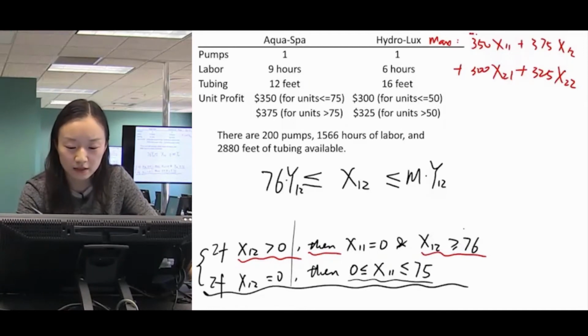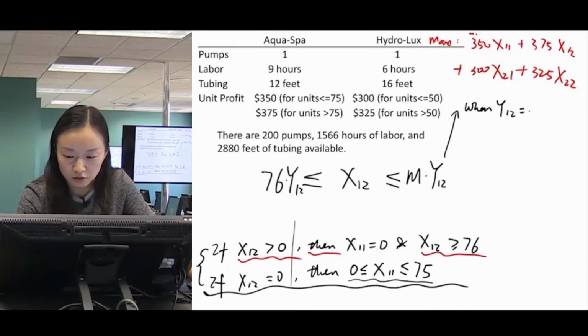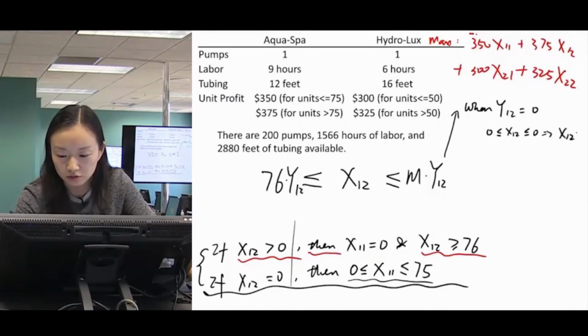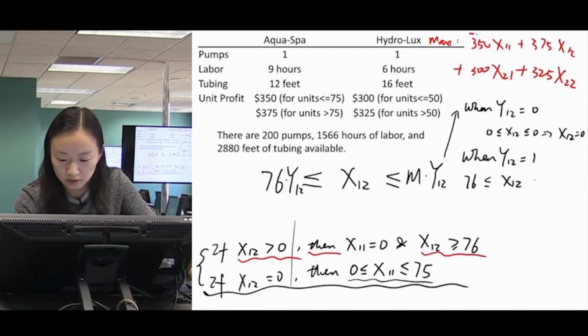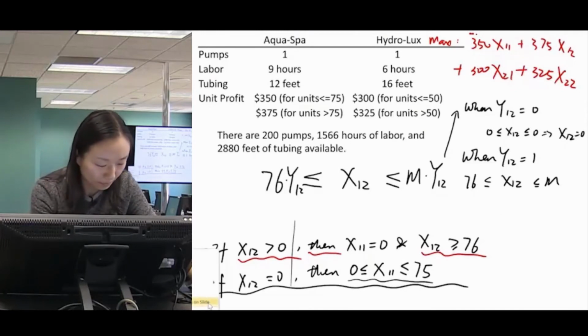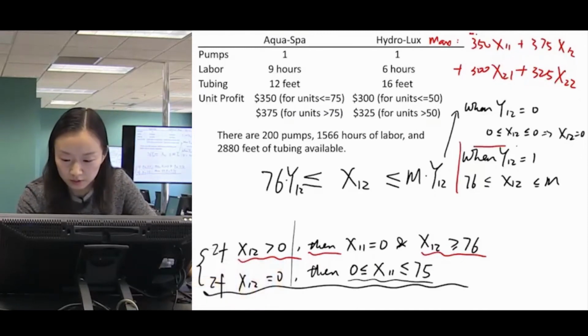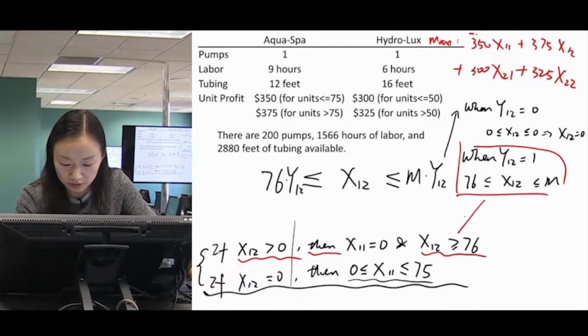Okay, and then let's see, when y equals 0, what do we get? We get x12 equal to 0, right? And when y12 is 1, what we get is x12 is greater than or equal to 76, less than or equal to this big M here. Okay, and so this part is what we wanted for here.